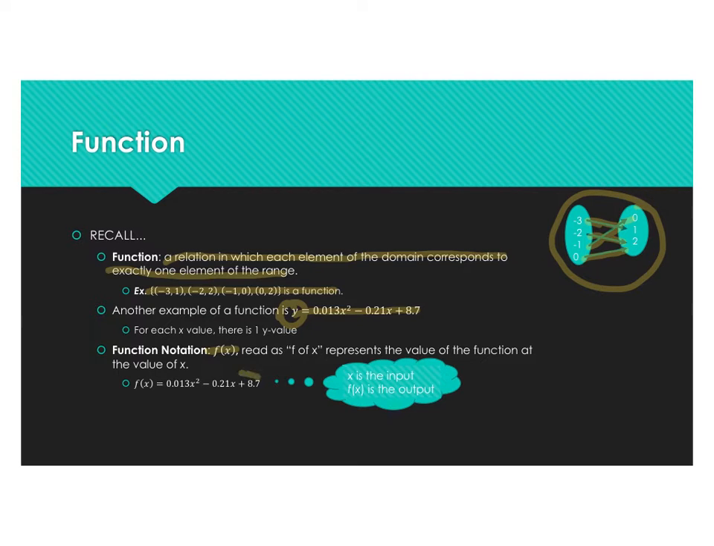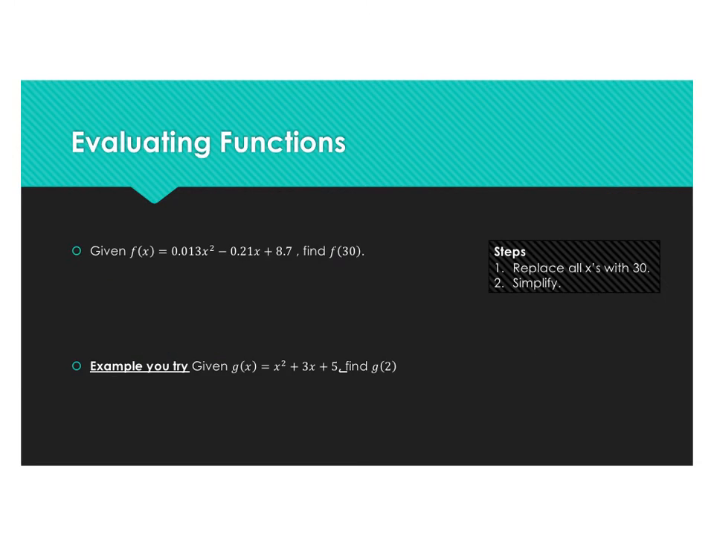So notice we have the same function listed again. And what we're saying here is x is the input and f of x is the output for each individual x value. Okay, so now we're going to look at an example. So let's say we're given our function. Look at our steps over here, and we want to find f of 30. So that means we want to evaluate our function at the x value of 30. So we're going to replace all the x's with 30 and simplify.